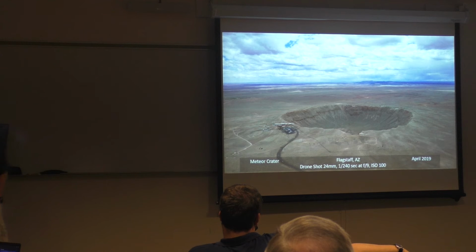This is the visitor center over here. So the previous shot was shot from over here, looking that way. It had clouded up by the time we left.